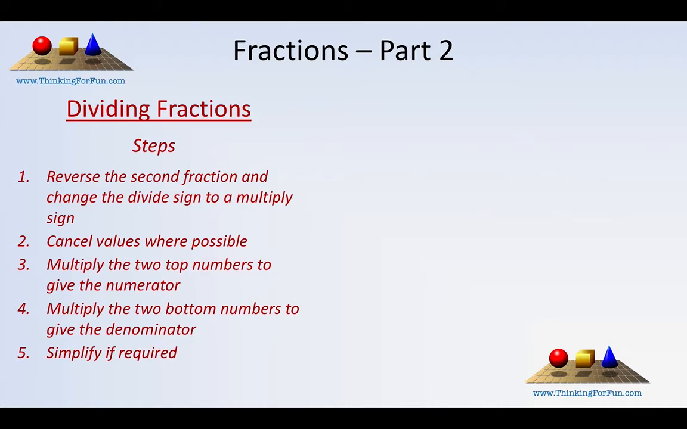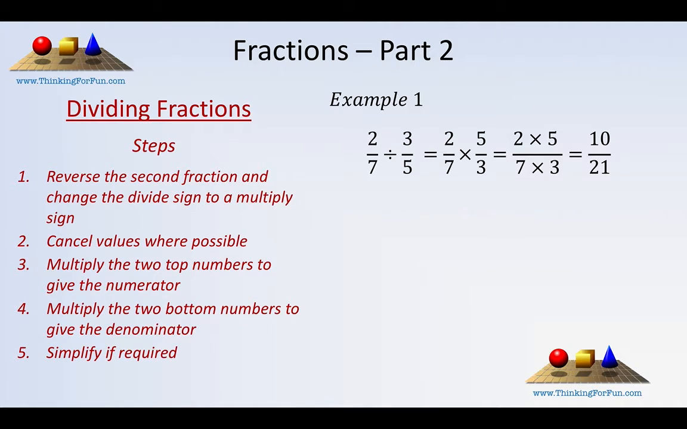In order to divide a fraction, we multiply the first fraction by the reverse of the second fraction. In other words, we reverse the second fraction, change the sign, and then carry out the same steps as followed when multiplying fractions. Example 1 shows how to divide 2/7 by 3/5.